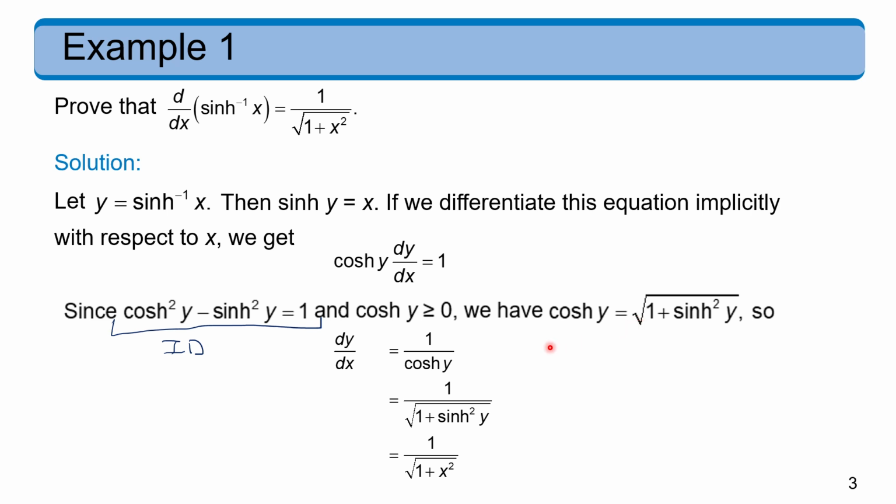So now we have a substitution we can make in the denominator. We replace it here. And then the final substitution comes from right up here. We know that the hyperbolic sine of y is equal to x. So we're replacing that with x and noticing that it's squared. The denominator is now the square root of 1 plus x squared. So we just derived this formula for the derivative of inverse hyperbolic sine.